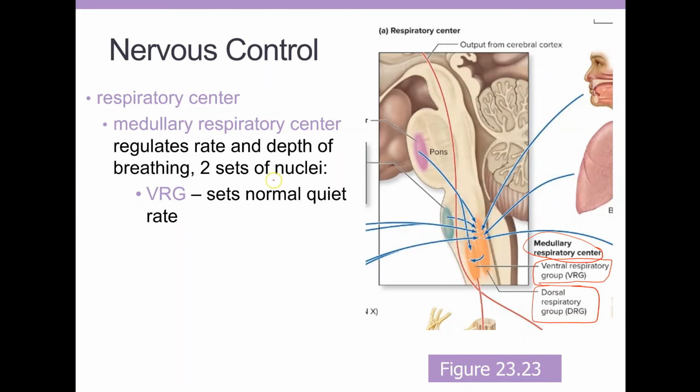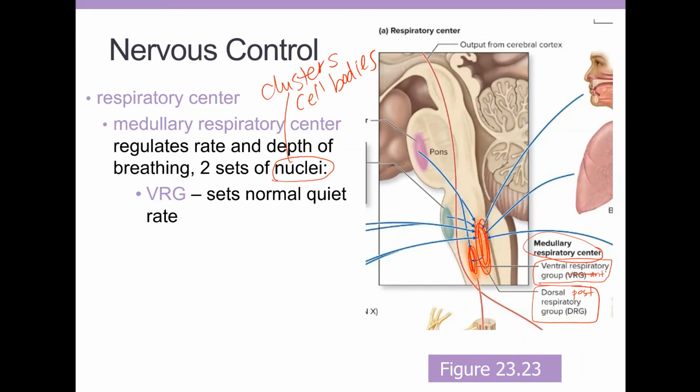And if you've forgotten nuclei, when we're in the central nervous system, that just means clusters of cell bodies, if y'all don't remember that term. So cell bodies of neurons. And we're in the medulla oblongata, and there's a dorsal and a ventral. And dorsal is the same as posterior, and anterior is the same as ventral.